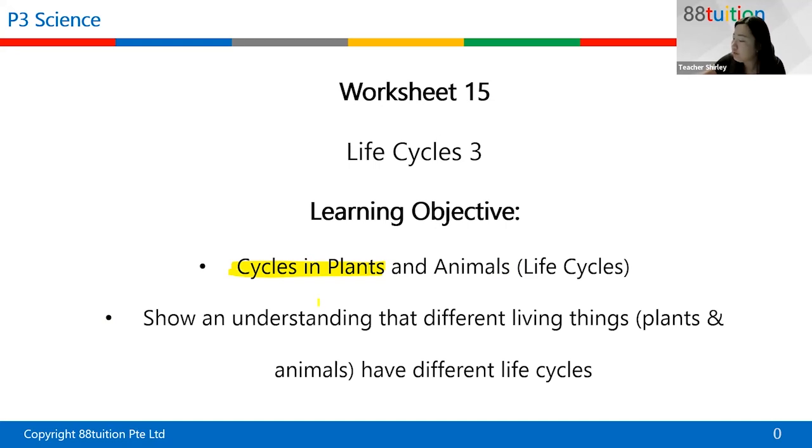And then also we have to show an understanding that different living things have different life cycles. So basically we will be comparing some life cycles against another one. So maybe compare between cockroach and frog, or grasshopper and frog, for example. Even though grasshopper and frog are 3 stages, there are differences as well. So that's the objective of today. Number one, plant life cycles. Number two, the difference between different life cycles.